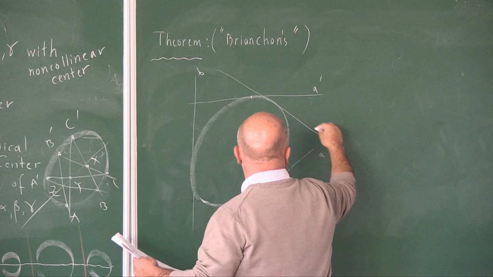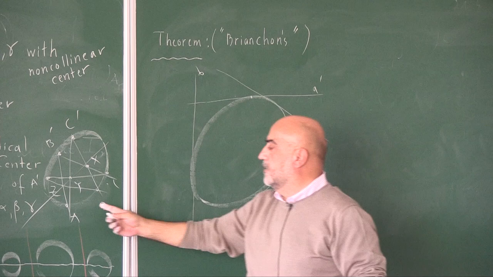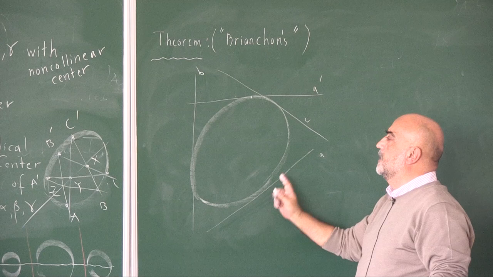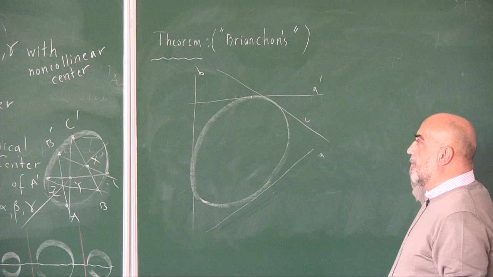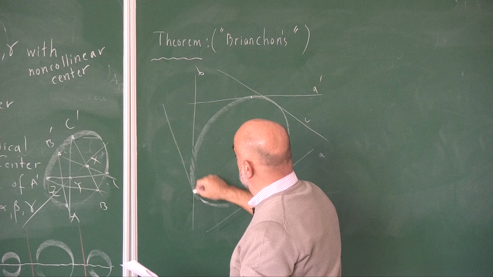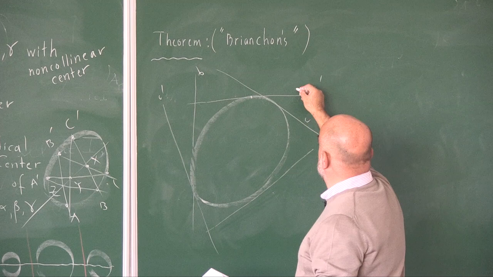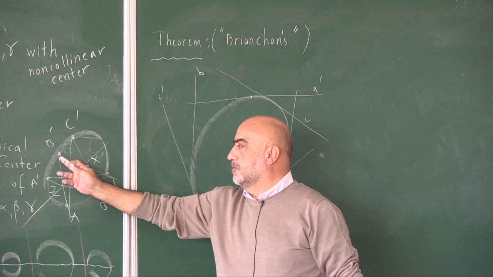ABC. So just as I take points A, B, C on the conic section, in this case I take three lines tangent to the conic section, and another triple, A prime, B prime, C prime. So let's say perhaps something like this. That's C prime, A prime, C prime. Let's say B prime. Okay.